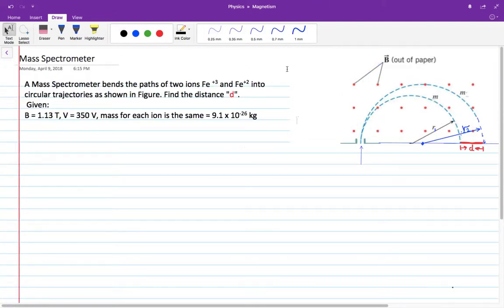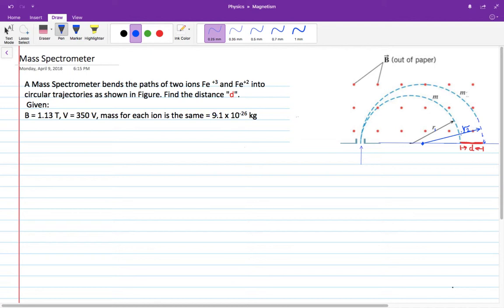Okay, hi everybody. So we have here a mass spectrometer, which is usually used to find or calculate the masses of very small ionized particles, such as alpha particles or any ionized metals or elements, such as copper plus 1, Fe plus 2, and Fe plus 3, and many other ions.